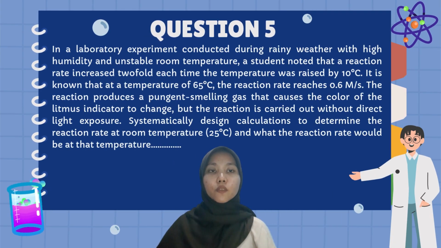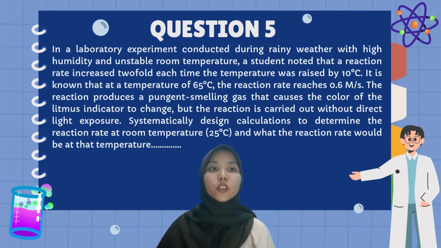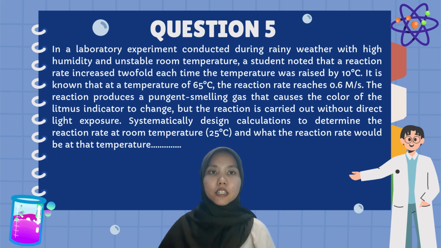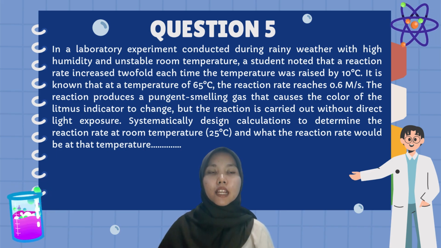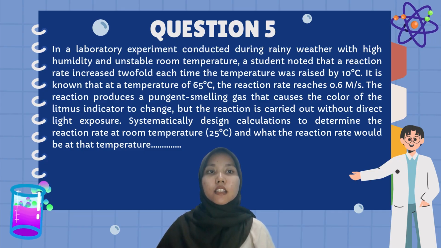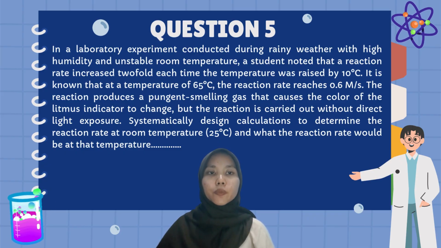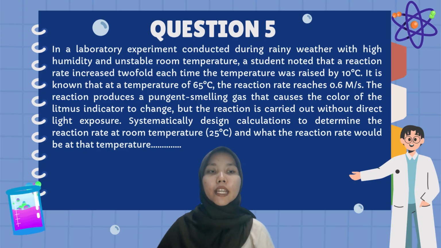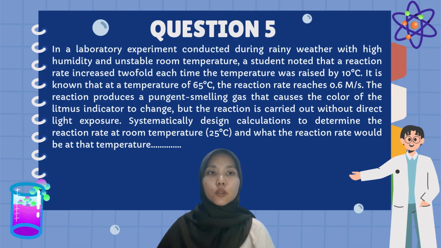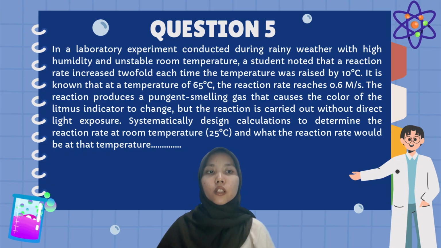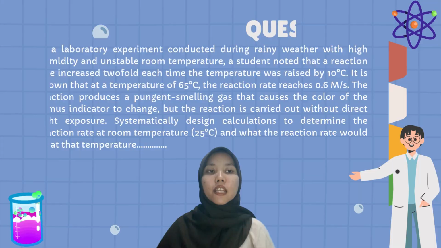And finally, question 5 is about how temperature change affects the rate of a reaction. It says that every 10 degrees Celsius increase doubles the rate. Given reaction rate at 65 degrees Celsius is 0.6 molar per second. Main question: use the pattern to calculate the reaction rate at 25 degrees Celsius.